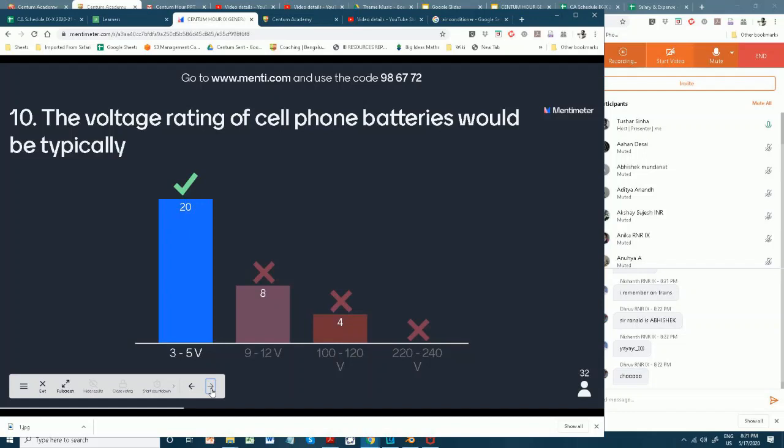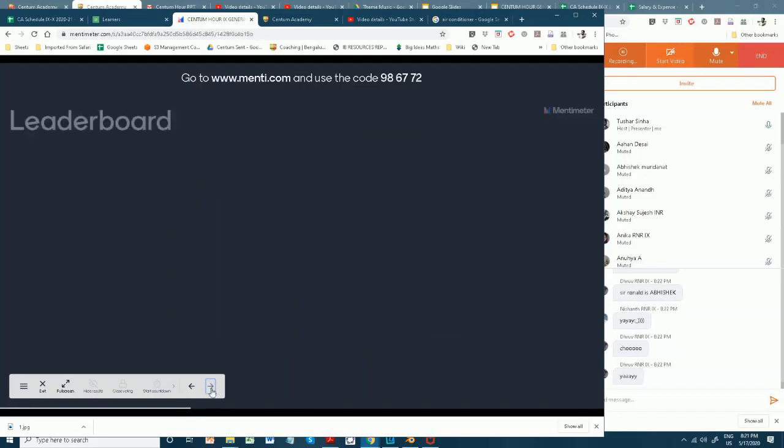3 to 5 volts, right? Typically 3.7 volts. You can check it on the adapters.